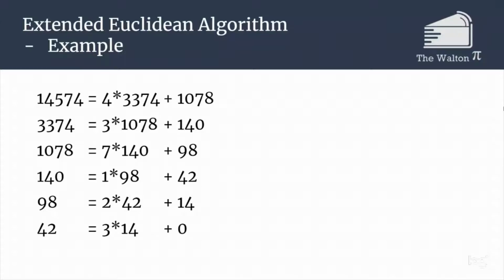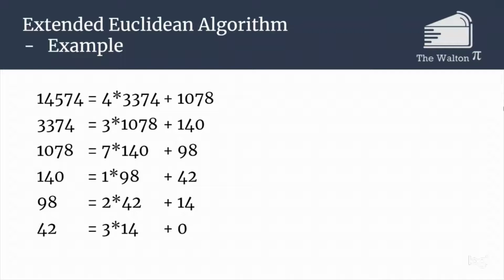So here is our process written down one more time. And we are going to try and write 14 in terms of 14,574 and 3,374. So to start off, we are going to turn each of these into an equation that's just a little bit easier to work with.